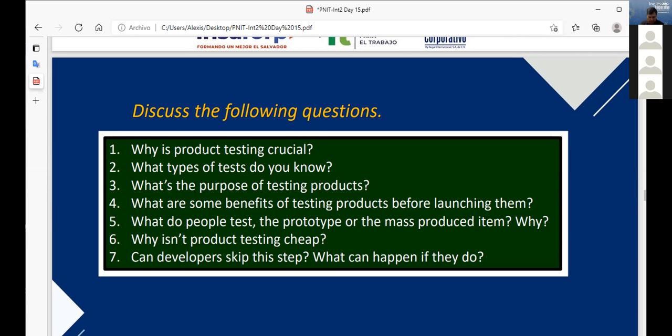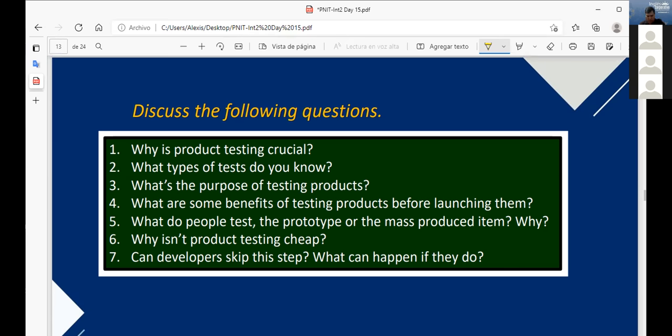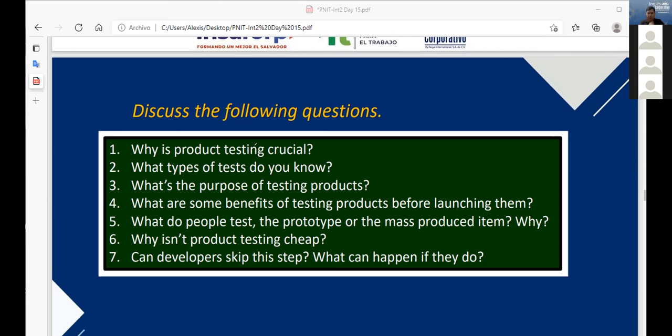Product testing is crucial for me because it is crucial for the sales and the marketing. Okay, it's very important. Publicity over a new product. Publicity, marketing, testing.